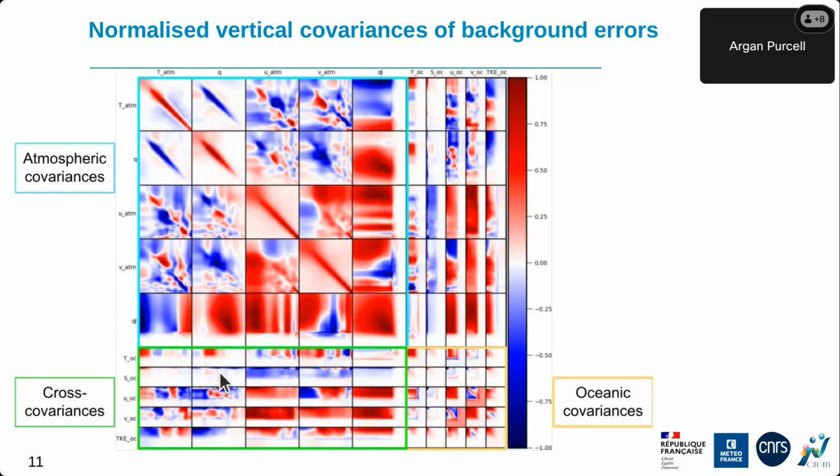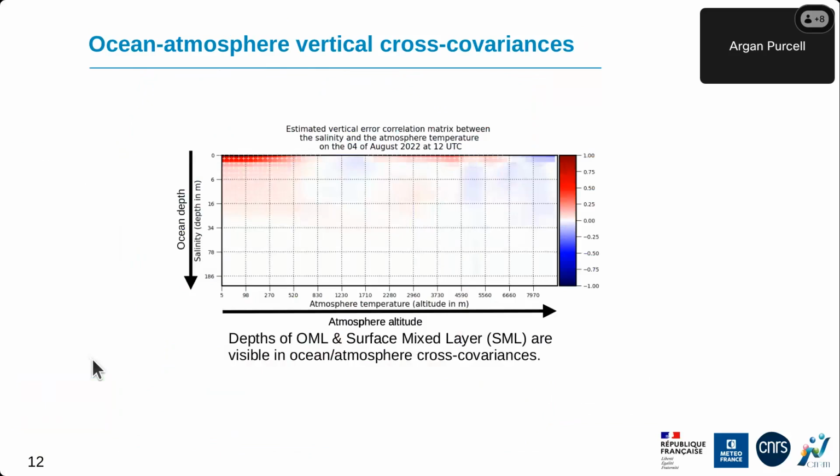If we zoom in on one of the examples, we have here the cross covariance matrix between salinity and atmosphere temperature, with the depth of the ocean going down as we go down the figure, and the height of the atmosphere going up as we go towards the right-hand side of the figure.